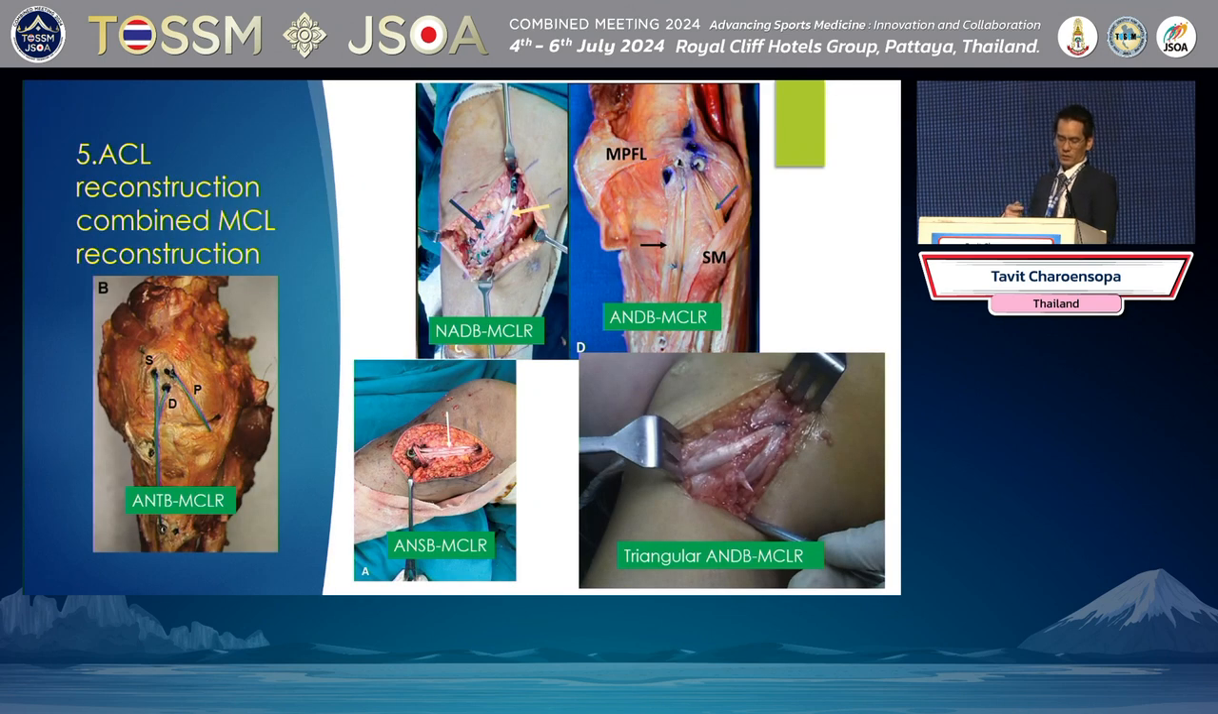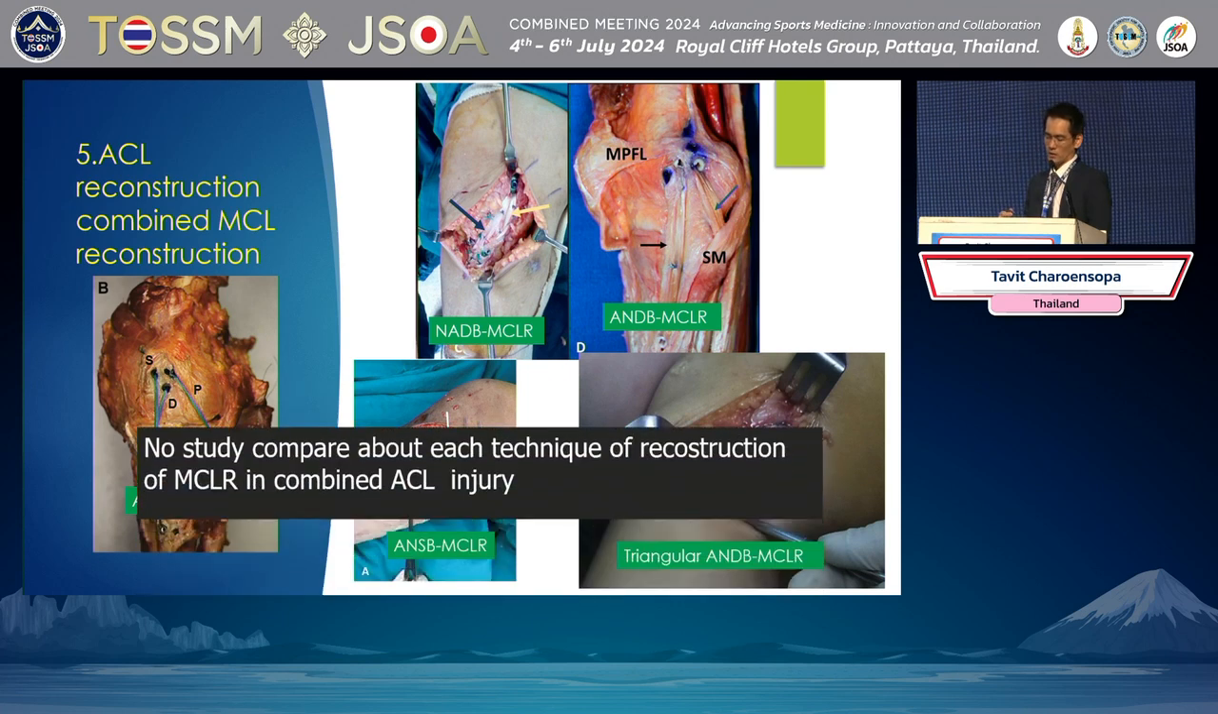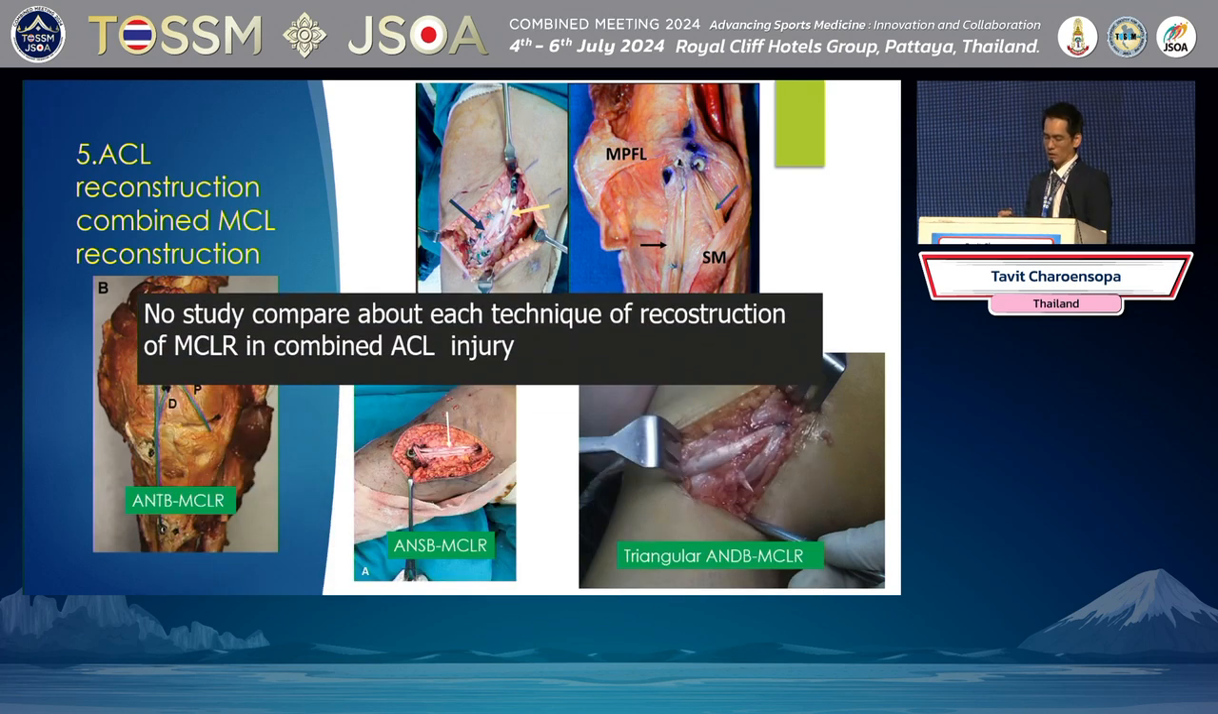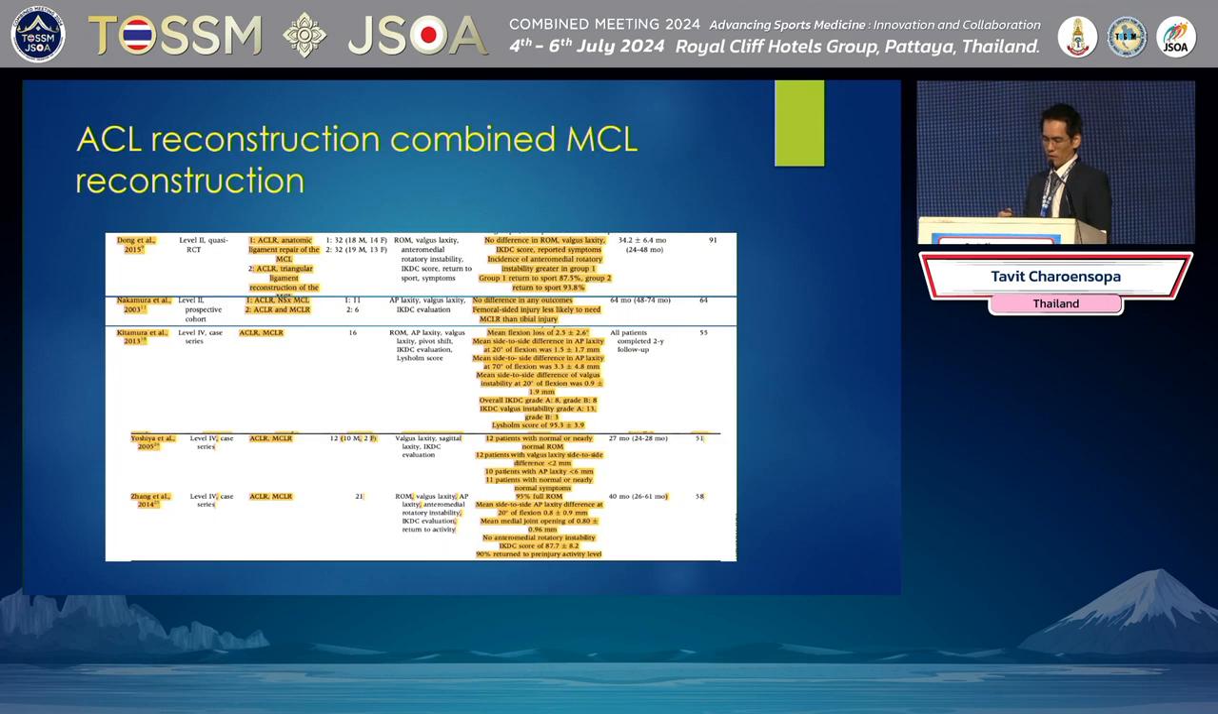About the choice of ACL reconstruction combined with MCL reconstruction, you have so many techniques of MCL reconstruction, but no study compares each technique of MCL reconstruction in combination with ACL injuries. There are 5 studies of ACL combined with MCL reconstruction. Two studies are comparative, and the 3 remaining are case series. All of these studies show good results in AP and valgus stability, improved functional score, and a high rate of return to sport activities.